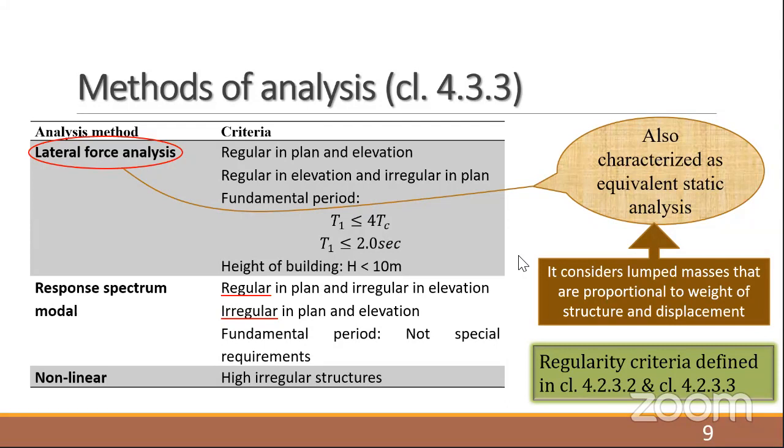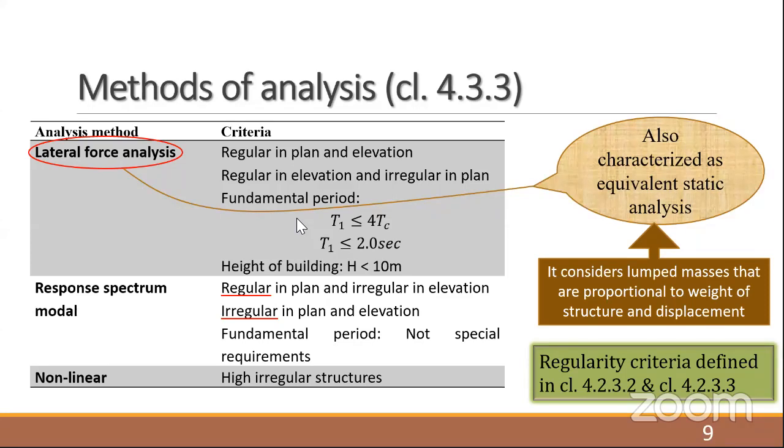And it has, again, to have the fundamental period being less than 4 TC. We are going to see what TC is. And again, the fundamental period has to be less than 2.0 of a second. One limitation of it again is that the building height must not be more than 10 meters. Now that's a regulation, but we are going to see later on how it can be worked out when you're dealing with buildings which are more than 10 meters.